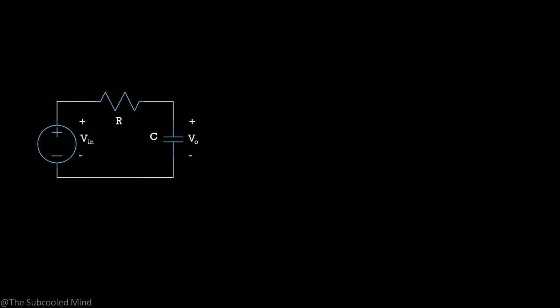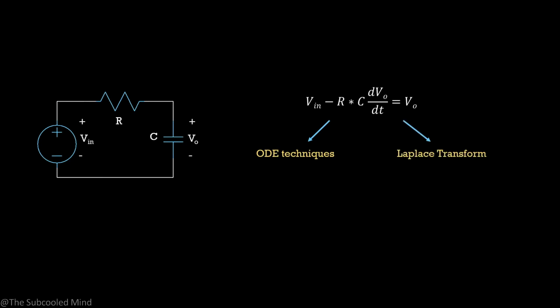Let us take a simple example of a RC circuit. I can write the output voltage as a differential equation like this. For non-electrical engineers, just treat this equation as some random differential equation that you need to solve. To solve this, one way is to use ordinary differential equation techniques, but that can get tricky and complex for higher order systems. Another way is to use Laplace transform.